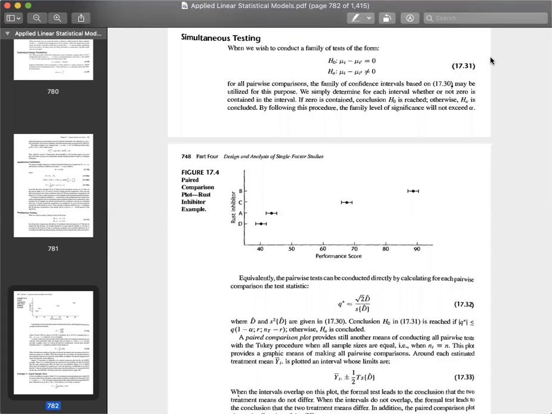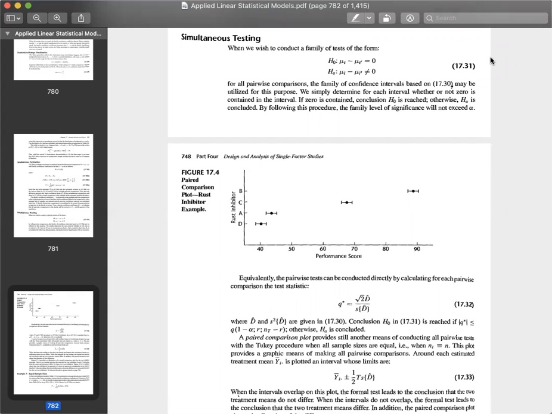Equivalently, the pairwise test can be conducted directly by calculating for each pairwise comparison the test statistic Q star equals radical 2 times D hat over S of D hat, where D hat and S squared of D hat are given in 17.30. The conclusion of the null hypothesis is reached if the absolute value of Q star is less than or equal to Q(1 minus alpha; r, nT minus r). Otherwise, we reject the null hypothesis.